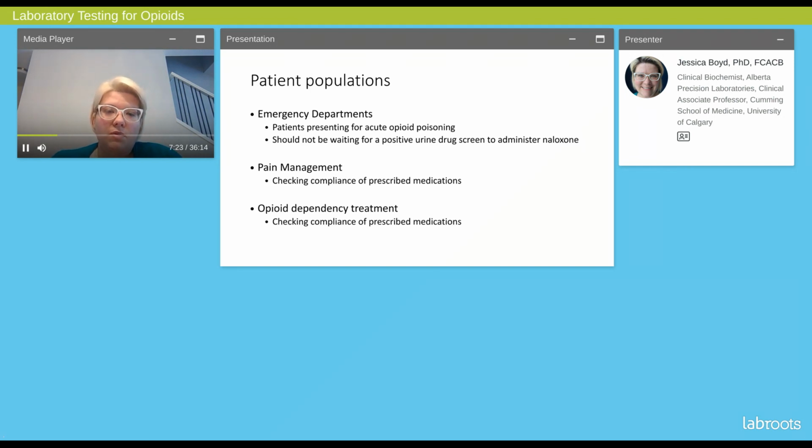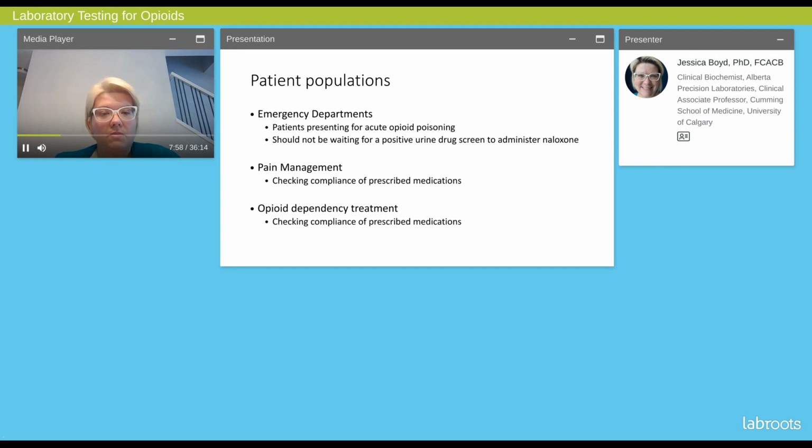So it's always good when we're talking about setting up or changing a urine drug screening program to have an appreciation for what kind of patient population we're looking at. And of course, with the opioids, there's several different areas that this can touch. So typically with opioids, I'm kind of thinking of 3 main areas for my local area. One is emergency departments, and this is one that often comes up in the news or the literature about, what do we do for them? And of course, they're the ones seeing patients presenting for acute opioid poisoning.